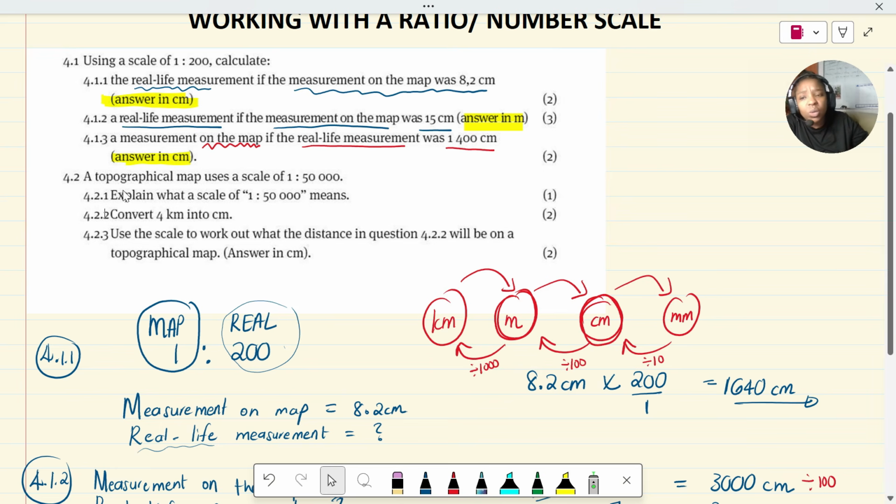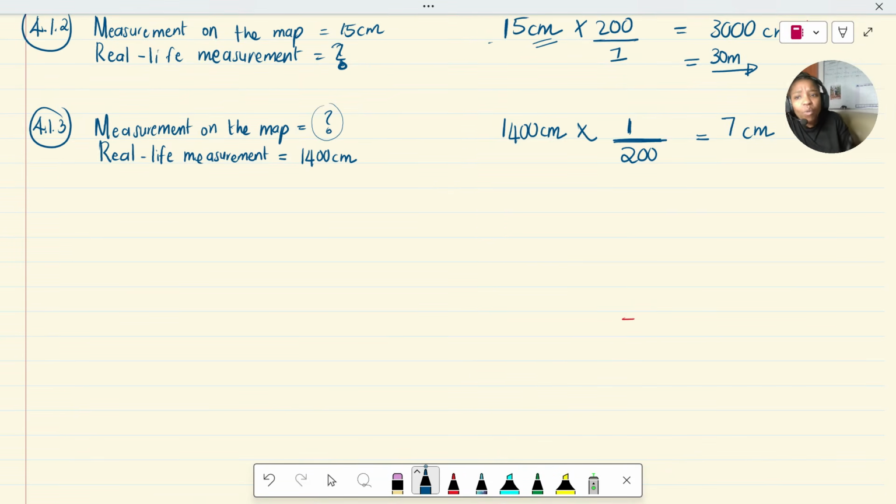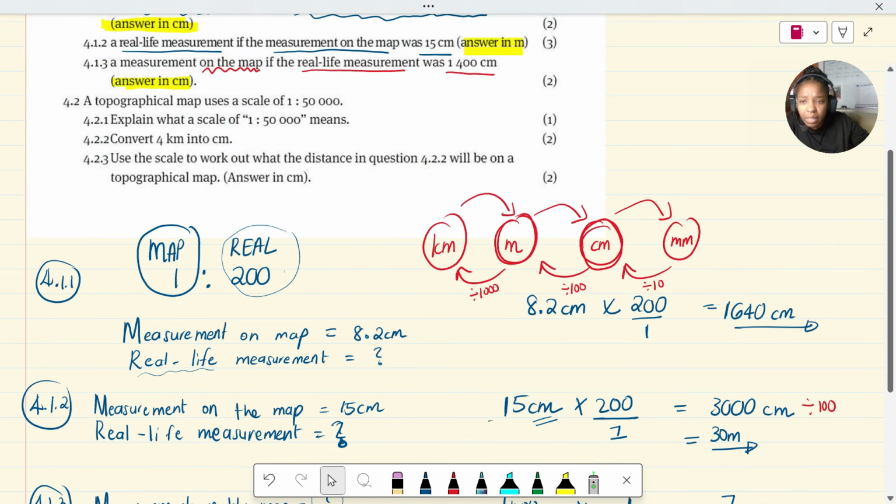In the first question, it asks us to explain what a scale of 1:50,000 means. So what does a scale of 1:50,000 mean, ladies and gentlemen? A scale of 1:50,000 basically means that 1 unit on the map represents 50,000 units in real life. So that is basically what that scale means.